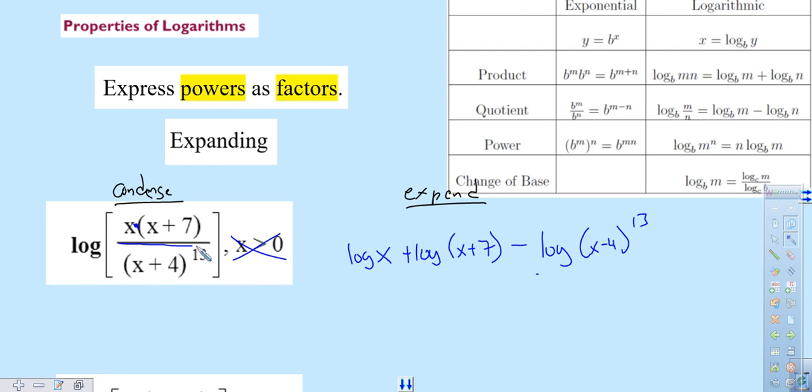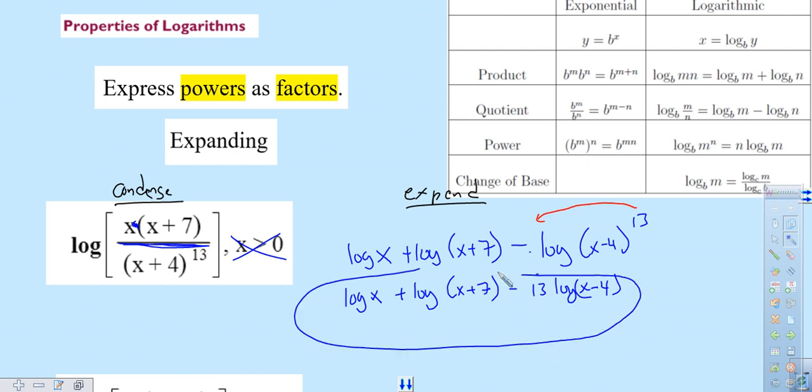So remember, division turns to subtraction. Multiplication turns to addition. We know that this 13 can come out here in front. So this becomes log x plus log x plus 7 minus 13 log x minus 4. All right, so that will be expanding, and that will be our final answer. There's nothing else I can do. I've moved my exponents, changed my multiplication to addition, and my division to subtraction. So that gives me my final solution for number, I should say, 16.